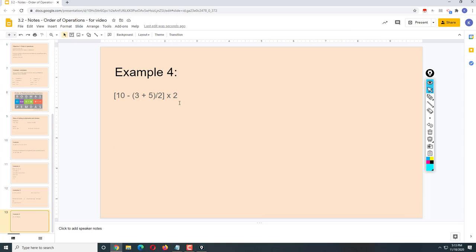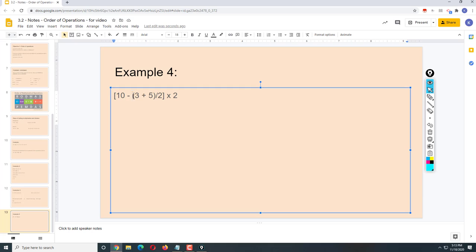Finally, we might see multiple brackets. We do the inside one first. So I'm going to write the same thing over again, but I have to do this one first. 3 plus 5 is 8. And now we do the whole bracket. 8 divided by 2 is 4. This goes to 6 times 2, 12.